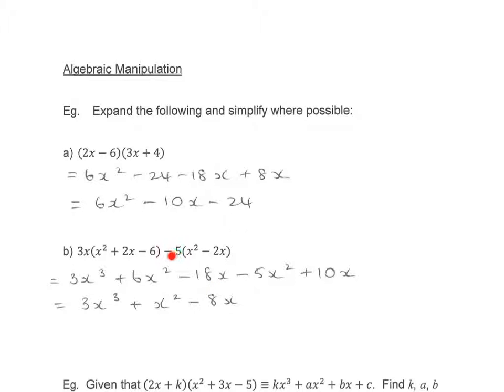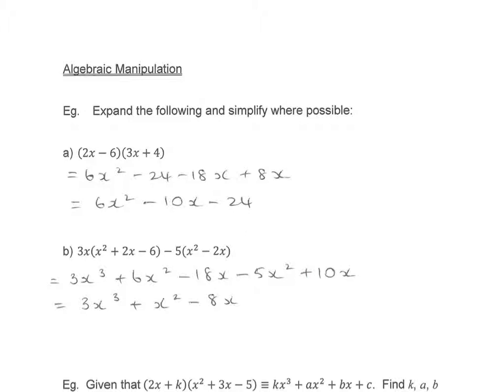The second bracket then we've got minus 5, being careful that we take the minus with the 5, so minus 5 times x squared giving us minus 5x squared, and minus 5 times minus 2x giving us plus 10x, okay, being careful with that plus.